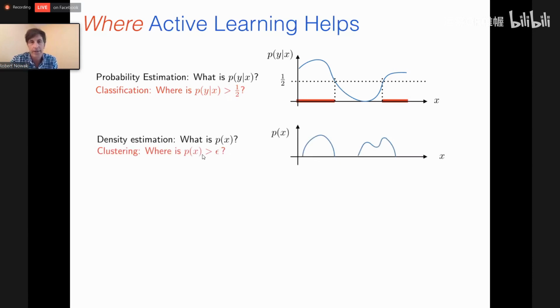Similar things happen. Here's another one, density estimation. What is the density of X? That's a what question. Clustering is more like a where question. Where is that density large? And so again, we're looking at where the density is above a certain threshold, say.